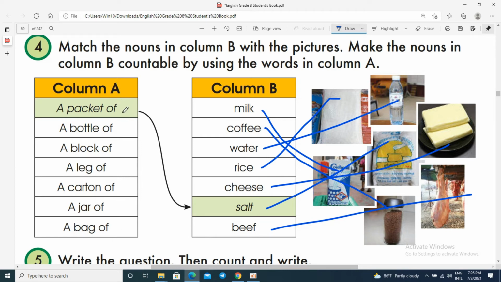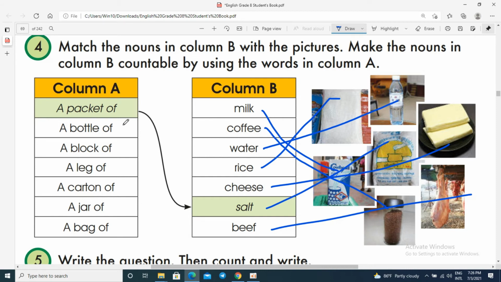And this side will be the measurements of uncountable nouns like this. Okay, now we do measurement: kilograms, grams, like that. So those are the measurements of the weight.